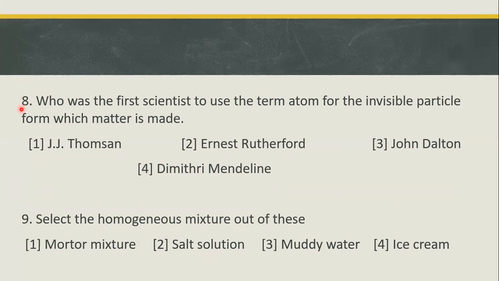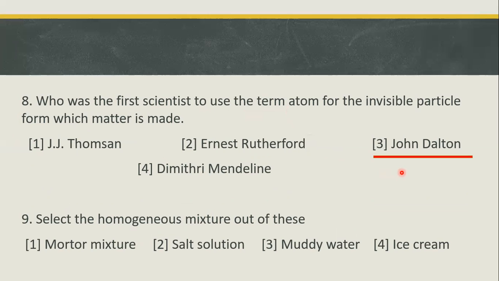Who was the first scientist to use the term atom for the invisible particle from which matter is made? In your textbook, there are two scientists, Ernest Rutherford and John Dalton. From those two, one scientist used the term atom and one found electrons, protons, and neutrons. So this question asks, first scientist to use the term atom. It's John Dalton.